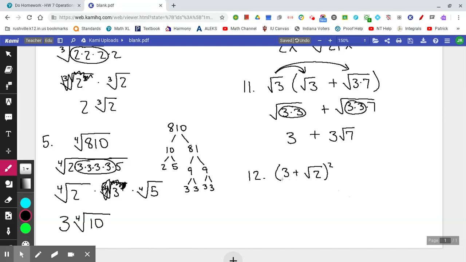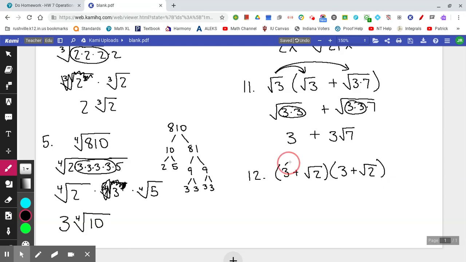Okay, question number 12. I have 3 plus the square root of 2. Unlike terms, can't combine those, but I'm taking this quantity and squaring it. So what I'm going to do first is get rid of the square and just rewrite this as 3 plus the square root of 2 times 3 plus the square root of 2. So I'm just multiplying this value times itself. Okay, so instead of distributing, I am still distributing. It's just I'm going to have to do it 2 times rather than just once.